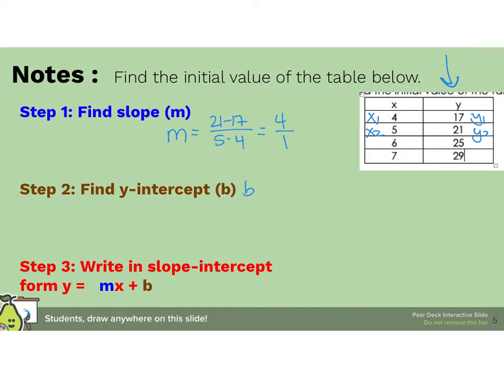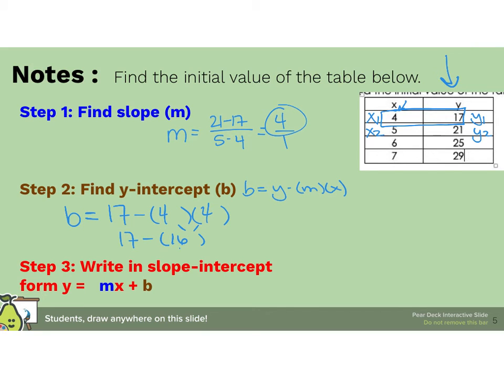So I'm going to use this b equals y minus mx. So b equals, and you pick whatever point you want. I'm going to choose the first one because the numbers are the smallest. So y is 17 minus parentheses, parentheses. The m we just found is 4, and the x we're using is also 4. So now we have 17 minus, now just one parentheses. 4 times 4 is 16. So our b value is 1.